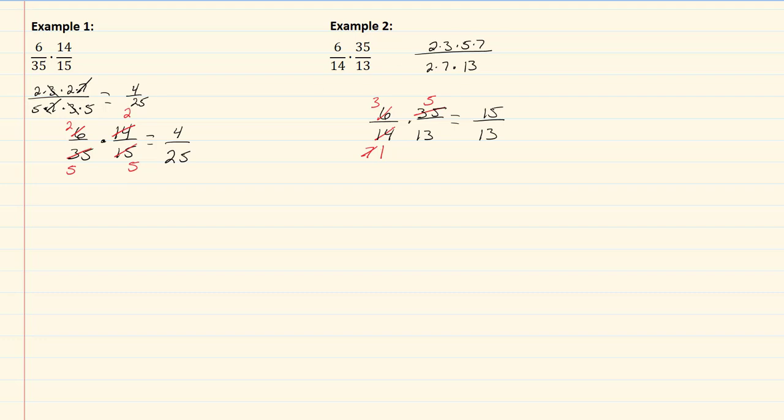Again, I could go back up to my prime factorization and just cross off those things that are alike, and I'm going to get 15/13. So 2 different ways of doing the same problem.